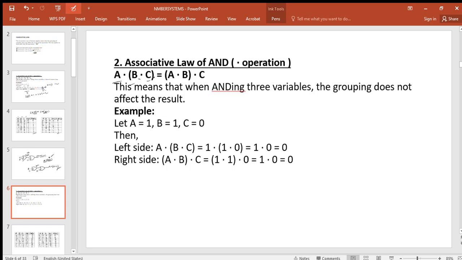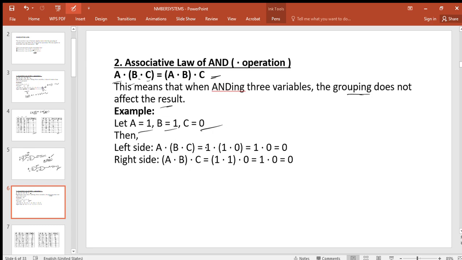So whatever the combinations you take, either A into (B into C), or (A into B) into C, like that, you can take any combination, but the output grouping, the result will be the same. It doesn't change anything. So for more understanding, you can consider one example: A is equal to 1, B is equal to 1 and C is equal to 0. Substitute these A, B, C values in these equations, and just find whether you get the same value or not.